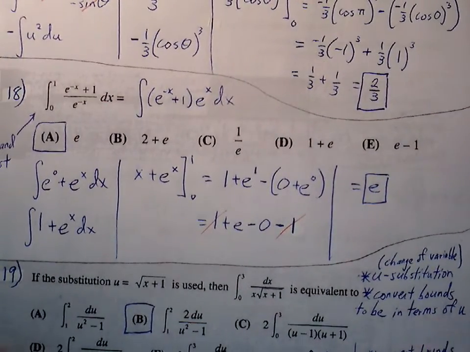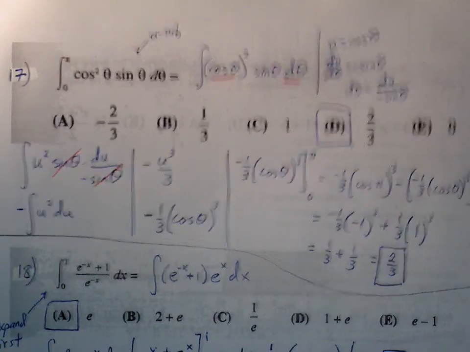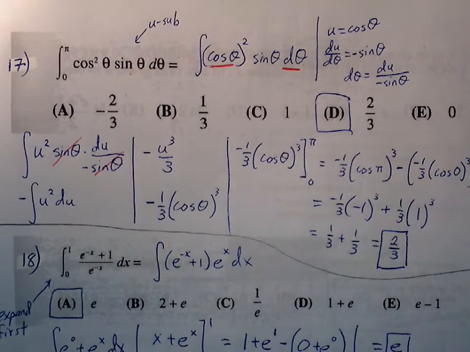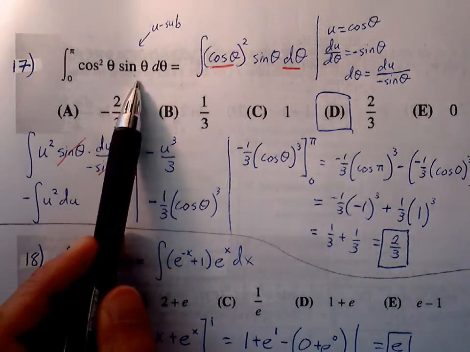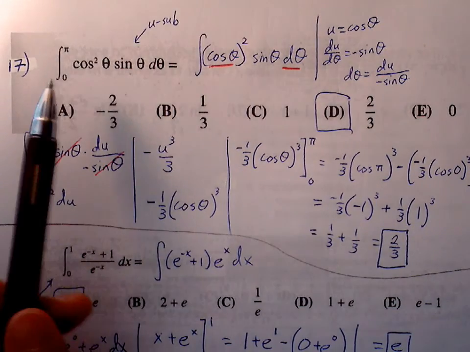All right, last page here. This is number 17. All right, so 17. We have cosine squared theta, sine theta. This is not going to be something that we can expand, so we want to look for u substitution.